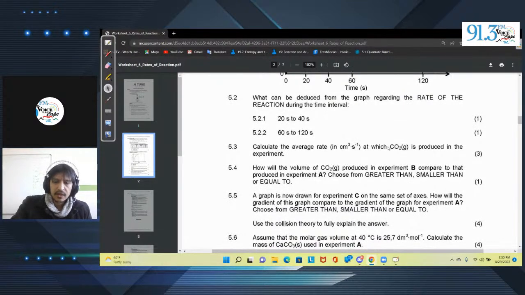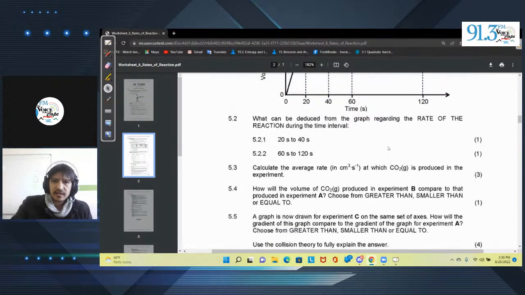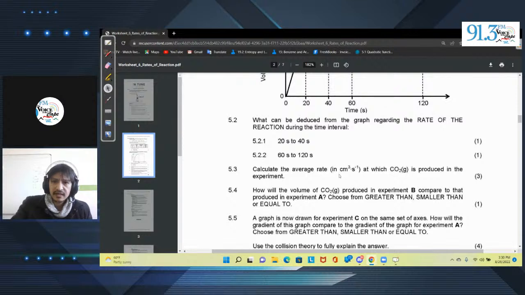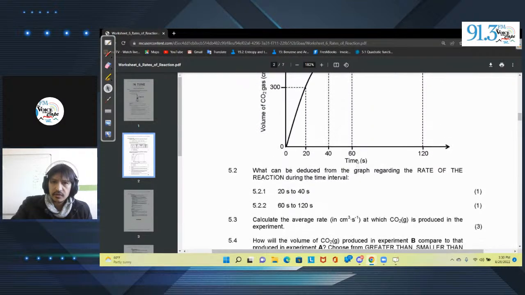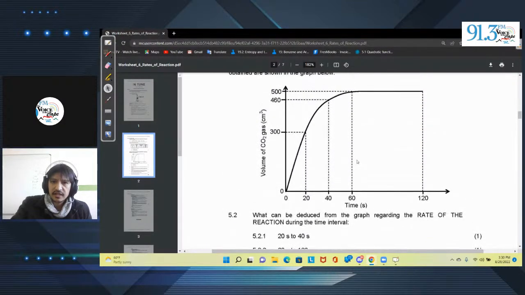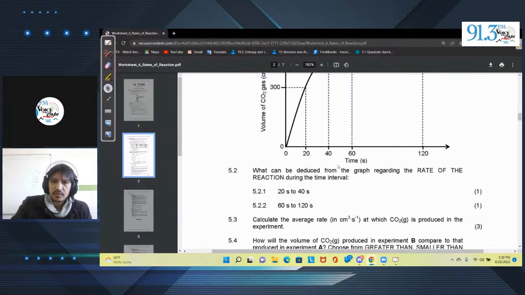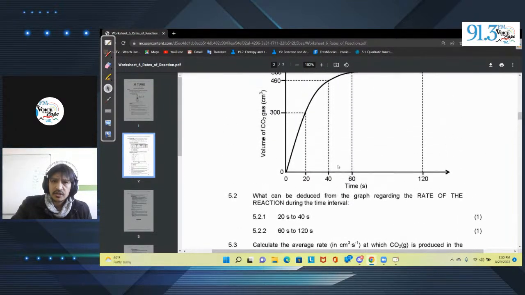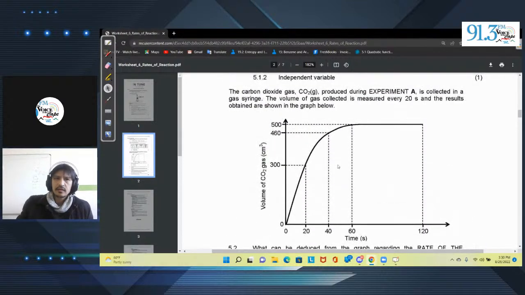So, 5.3. Calculate the average rate in centimeters cubed per second. Notice they want it in volume over time, at which carbon dioxide is produced in the experiment. So they want us to calculate the average rate. Well, we can see that there is a rate of reaction from 0 to 60 seconds. If we had to solve this problem, let's just do it over here on the side. The rate of reaction is supposed to be change in volume over change in time.